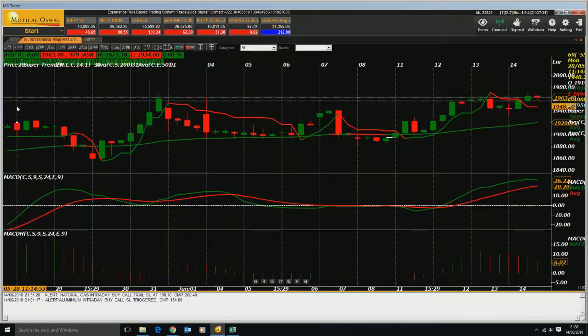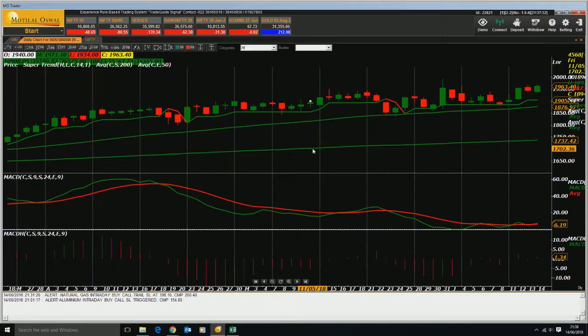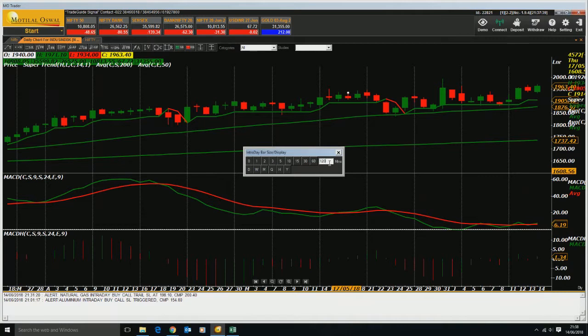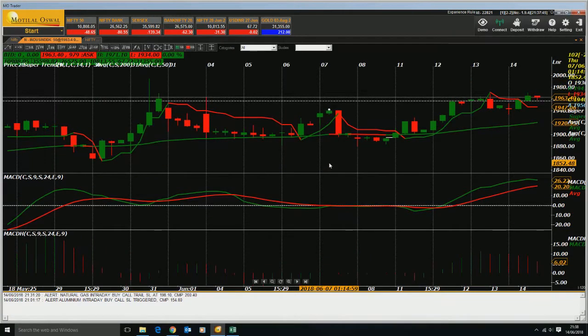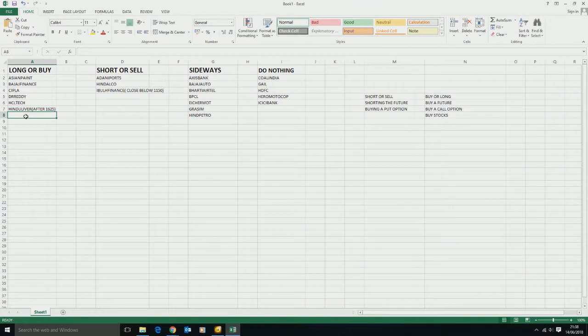IndusInd Bank. IndusInd Bank, it's very much on an uptrend, means it's a long, but you see the MACD peaks are simply overlapping. But let's see on 120 minutes time frame, it's giving me a fresh buy. Yes. So IndusInd Bank is a buy with the potential target of 2000 from here. IndusInd Bank is a buy candidate for me.